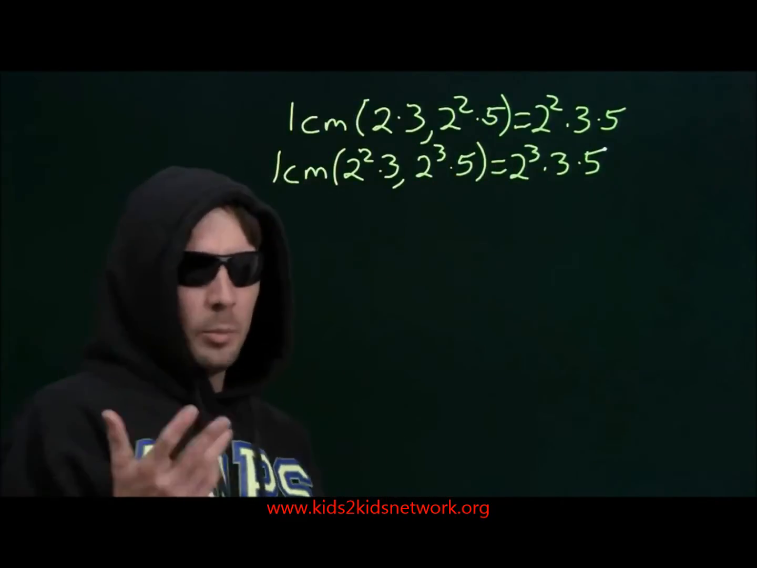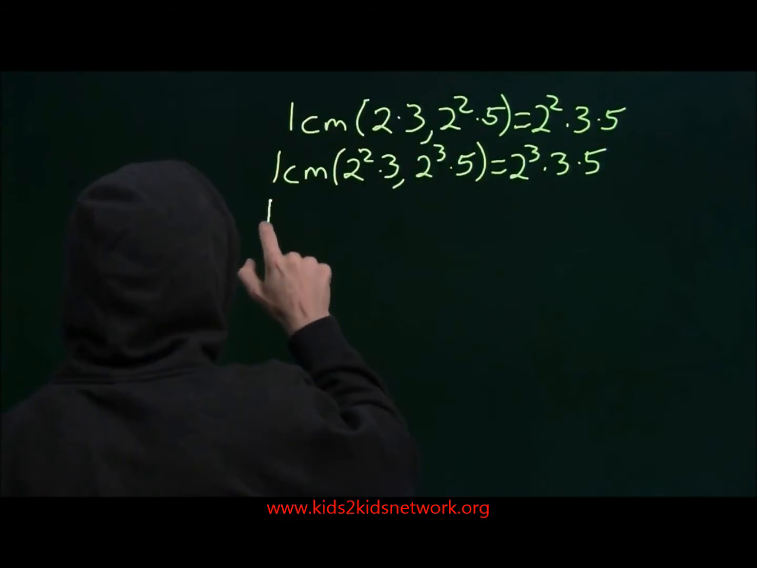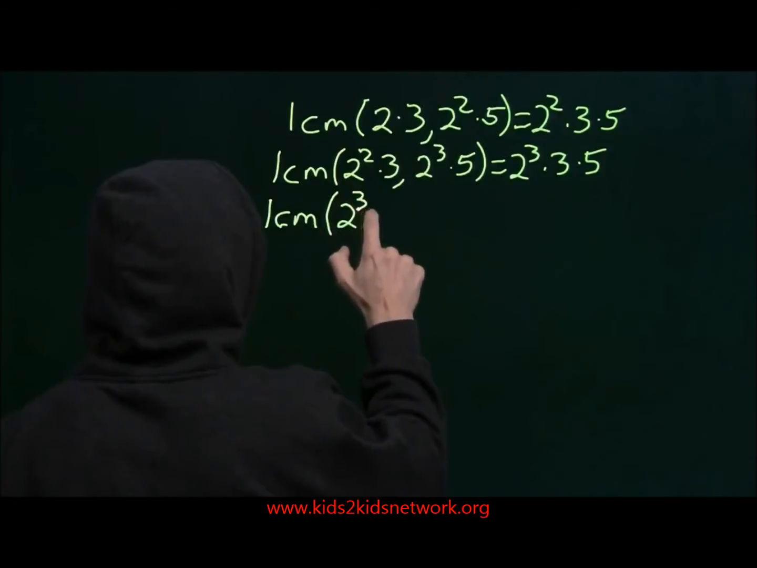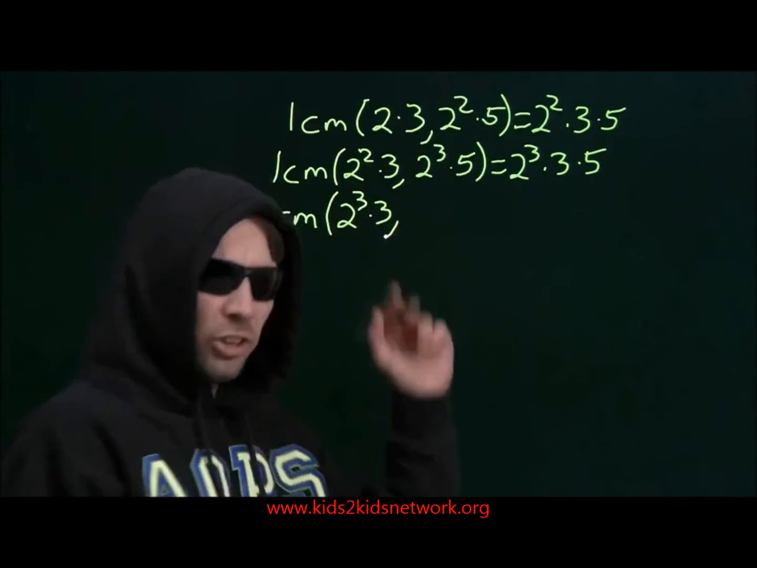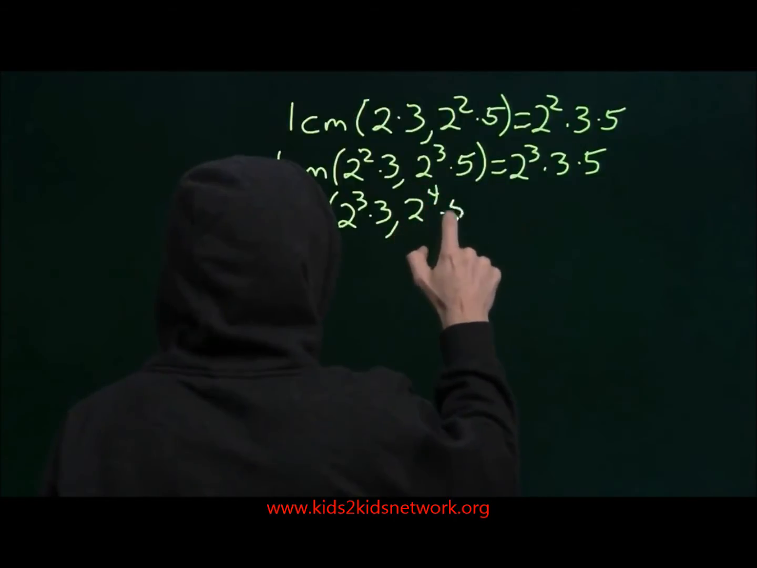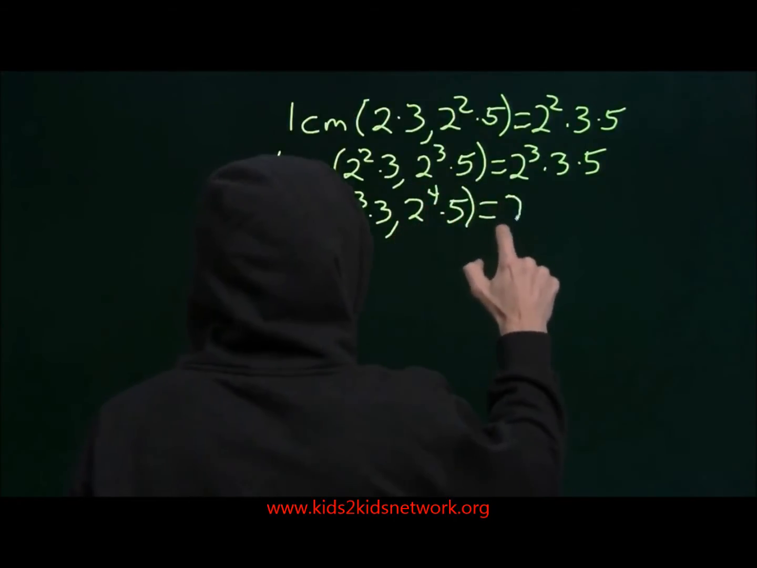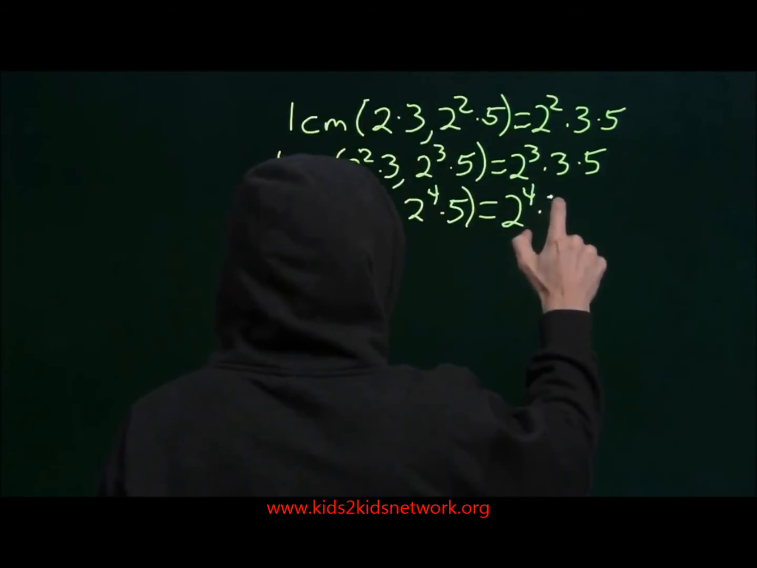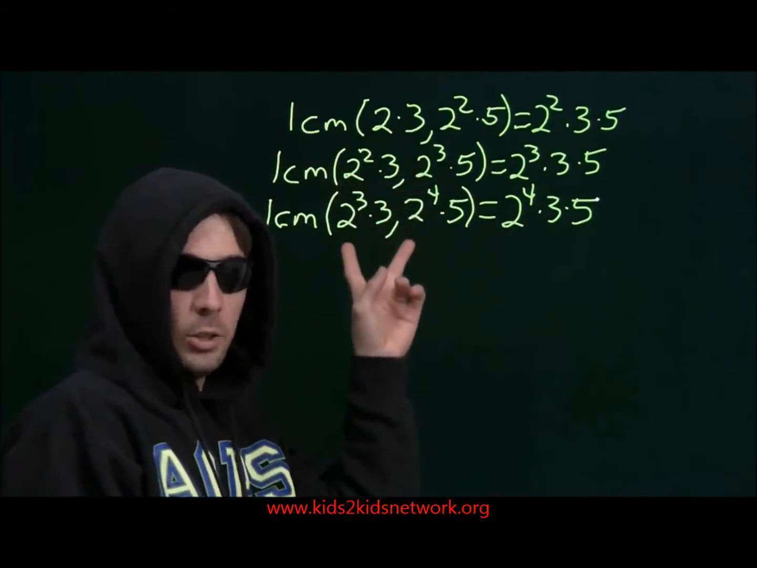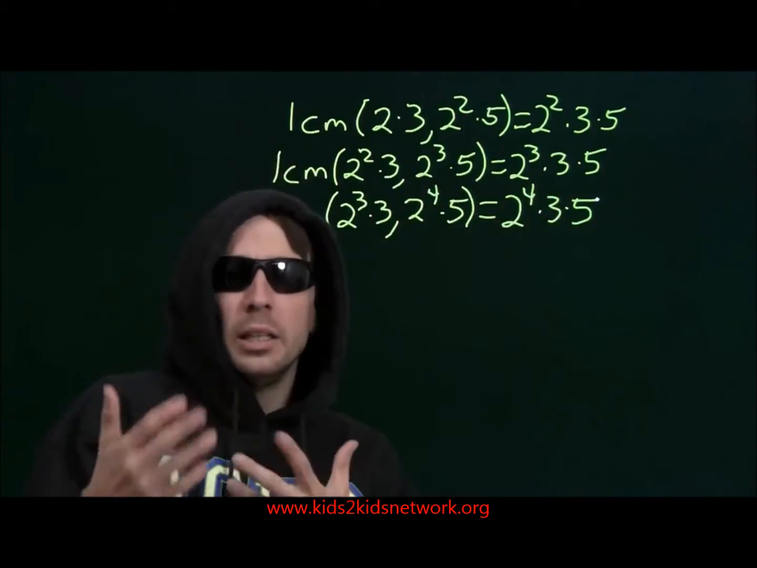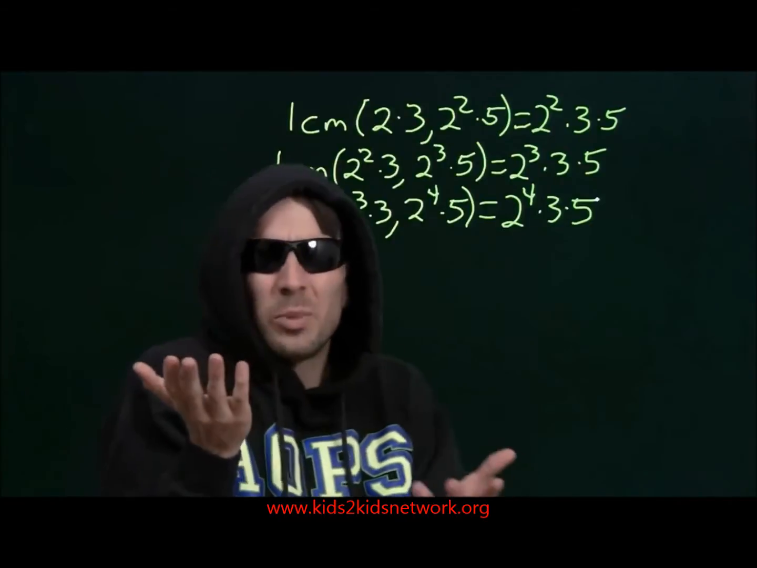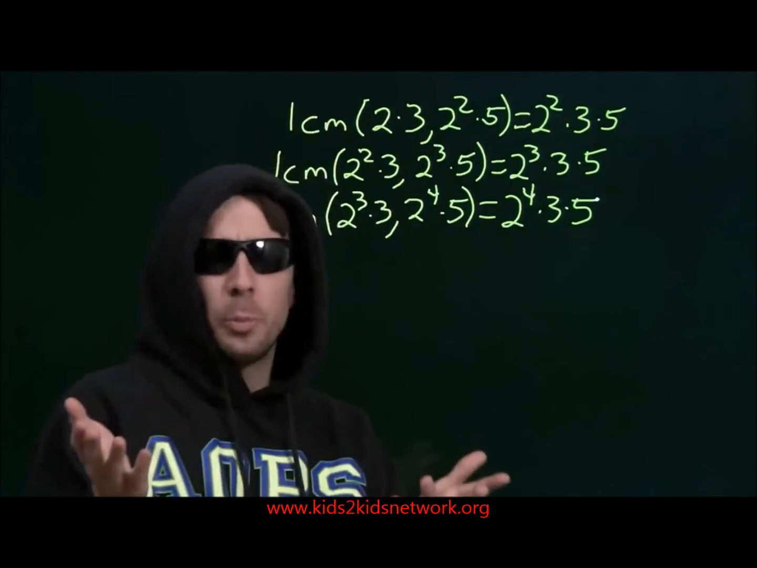We're going to multiply each of these numbers by 2 again. So our first number becomes 2 cubed times 3. And our second number becomes 2 to the 4th times 5. And now our highest power of 2 is 2 to the 4th. And we still have a 3 and we still have a 5. Multiplied each of these numbers by 2, and that multiplied the least common multiple by 2. Maybe it's just something special about 2. Let's try multiplying by something else.